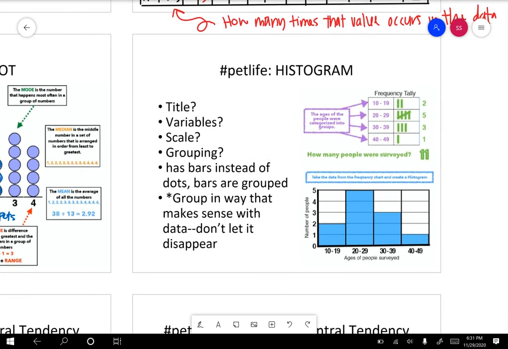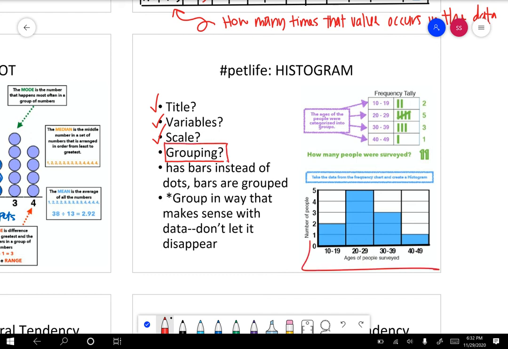So histograms. These ones are probably my least favorite ones, but they're still pretty simple to create. Very similar to creating a dot plot. So you need basically the same things, right? We need a title, what variable we're looking at, the scale or number line. The only difference is that we have groupings, and I'm going to go over what that means. But here's an example of a histogram.